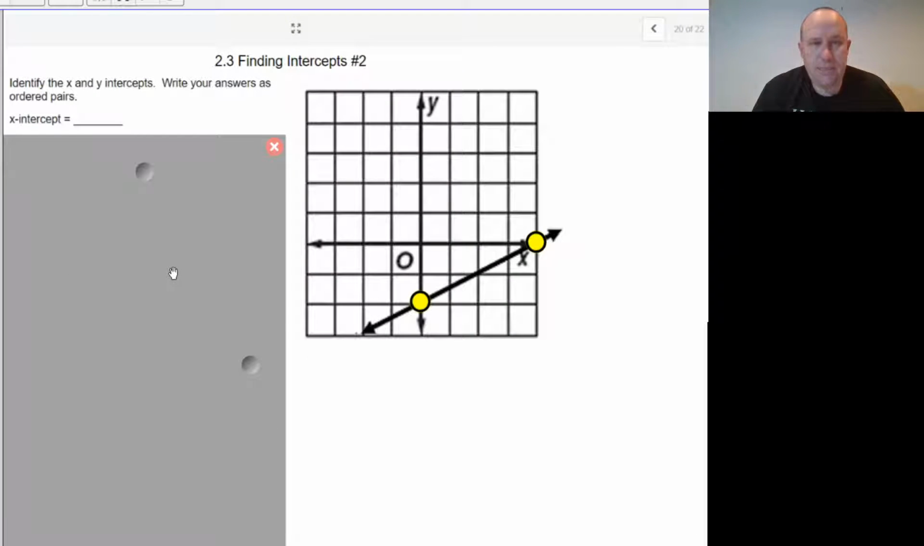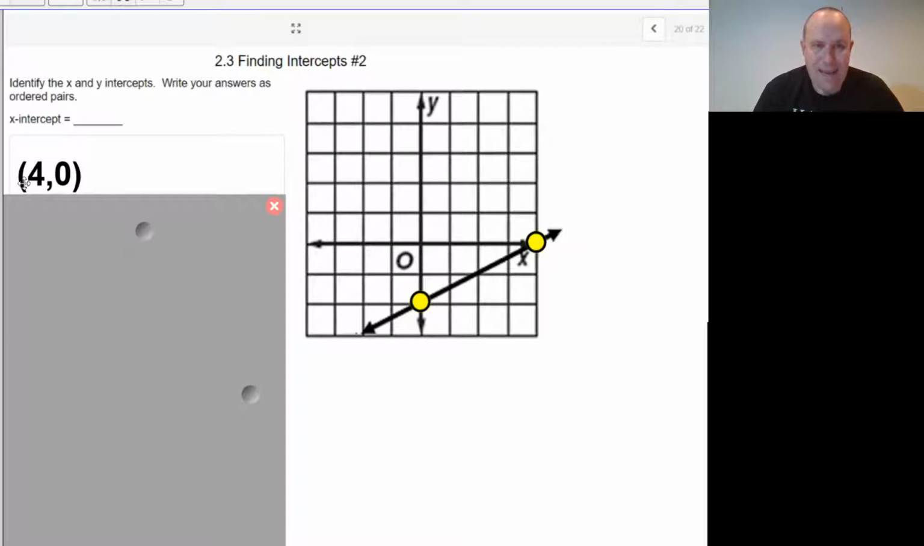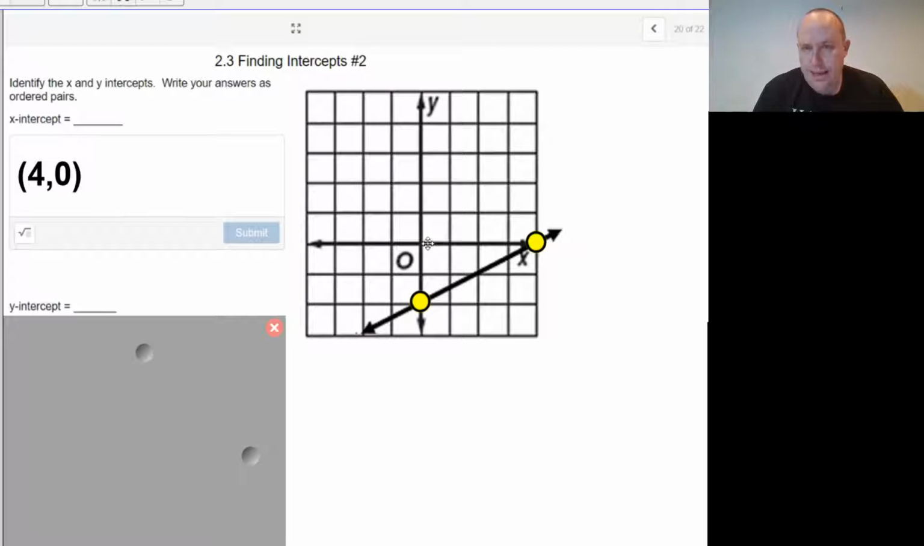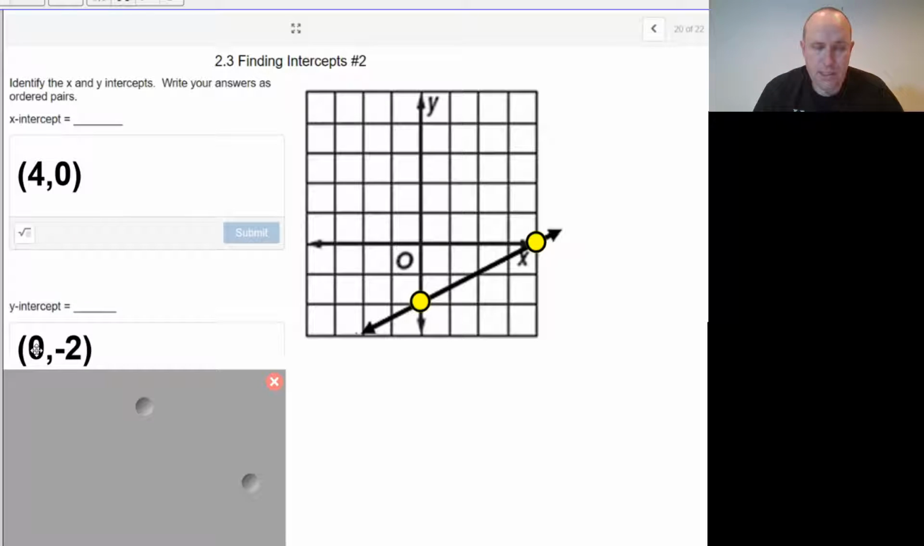Identify the x and y intercepts, write your answers as ordered pairs. So this time we want them as coordinates. So I can see the x-intercept is 1, 2, 3, 4. So I'm going to put 4, 0. I'm going to make sure that x value is the 4, and then the other one is 0. For the y-intercept, I can see it's at -2. So I've got to make sure the y coordinate is -2. So in other words, 0, -2. This is x, and this is y.